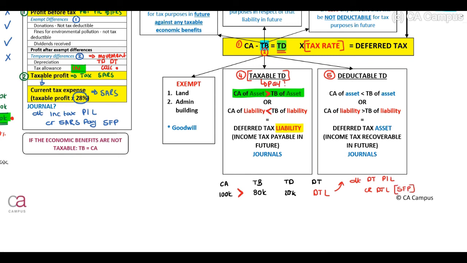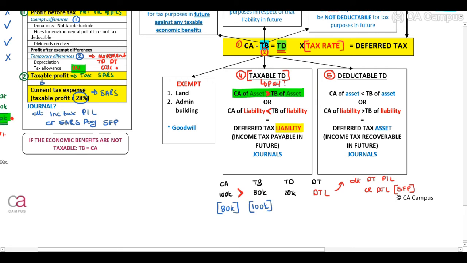Now let's have a look at another example. If we have an accrual of, let's say, 80,000, remember this is a liability, the tax base of this accrual is 100,000.